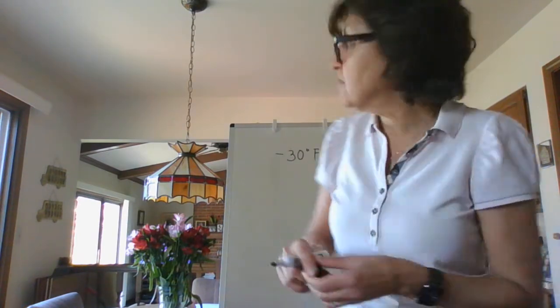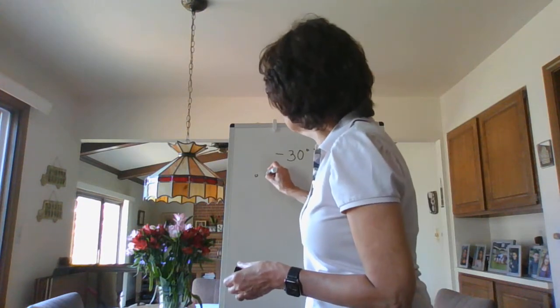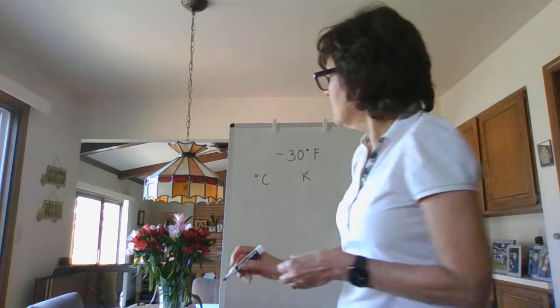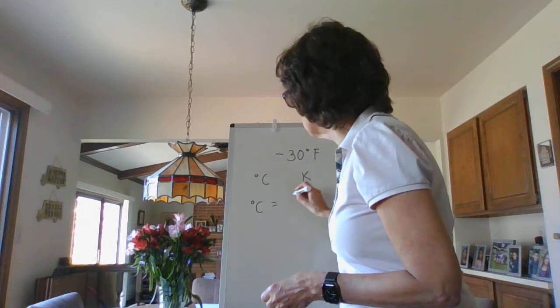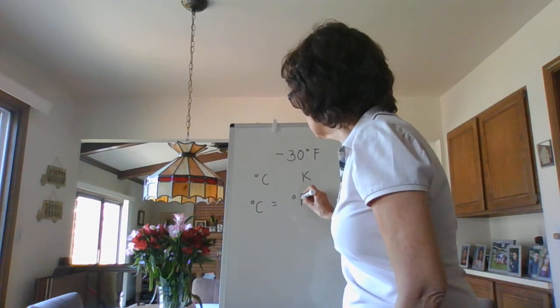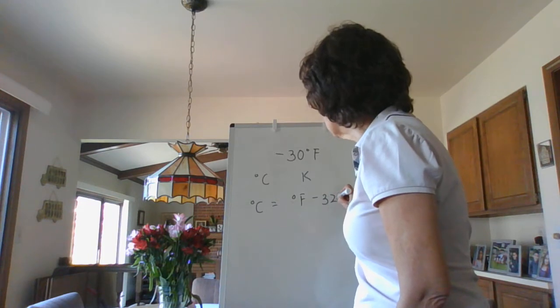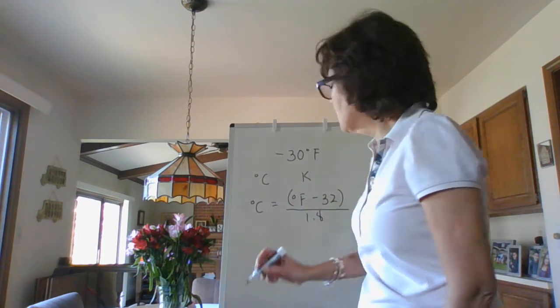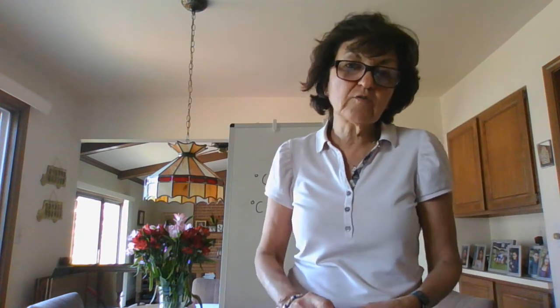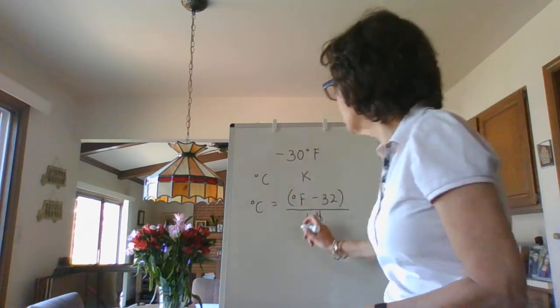So I want this converted to degrees Celsius and also to Kelvin. So I need to use which formula? Degrees Celsius is equal to degrees Fahrenheit minus 32, right? And then divide by 1.8, and that will give you your degrees Celsius. So let's plug it in.